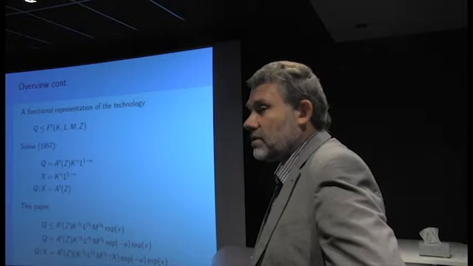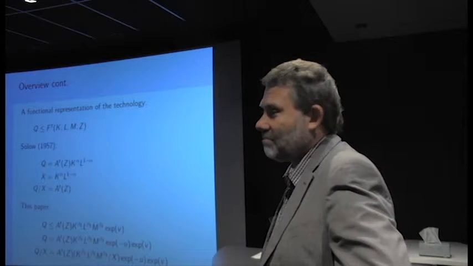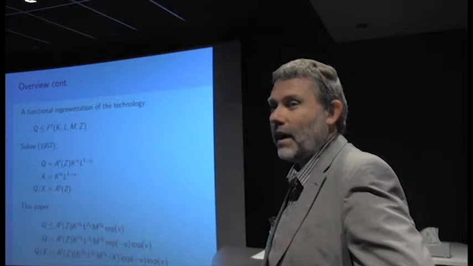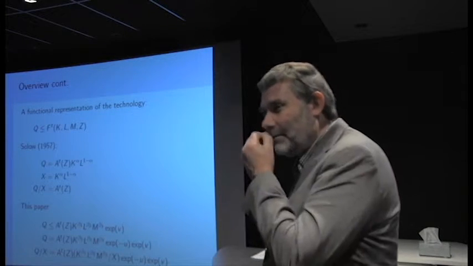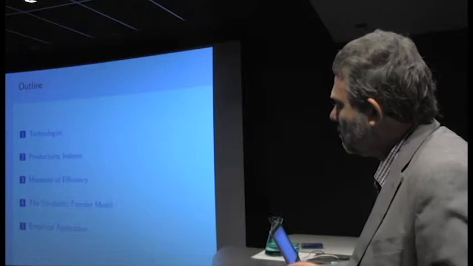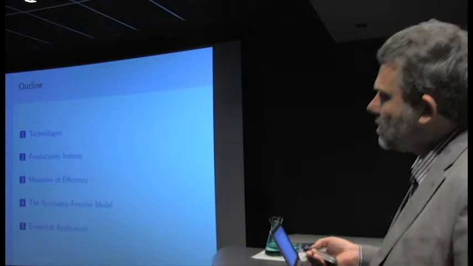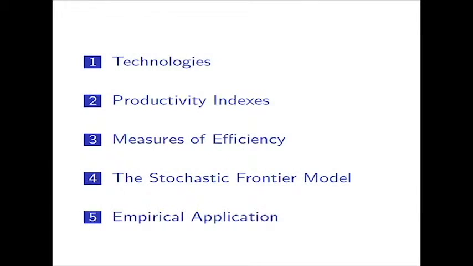I could go straight to the results here, pretty much, but I have to put you through just a little bit of pain first. I have to tell you a little bit about index numbers and other bits and pieces. Just to give you an idea of what the basic theoretical underpinnings are, I'm going to tell you a little bit about technologies, productivity indexes, measures of efficiency, the stochastic frontier model, and then the application. All right? And continue to ask questions as we go.